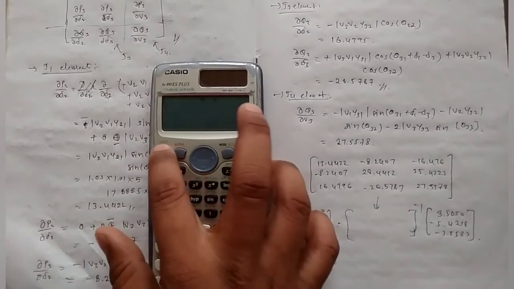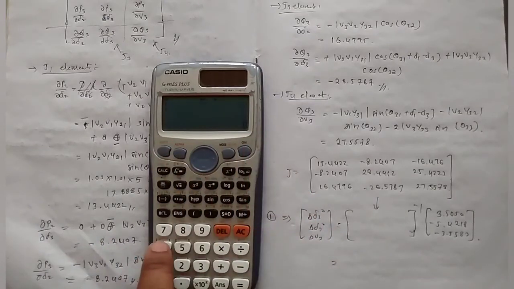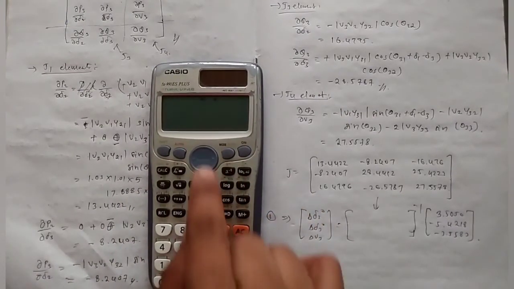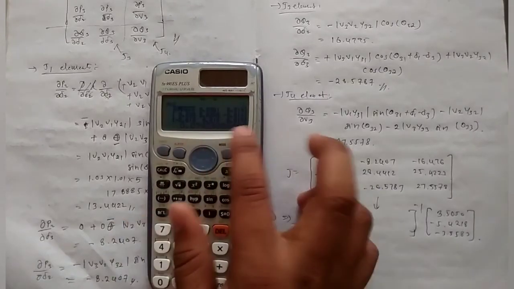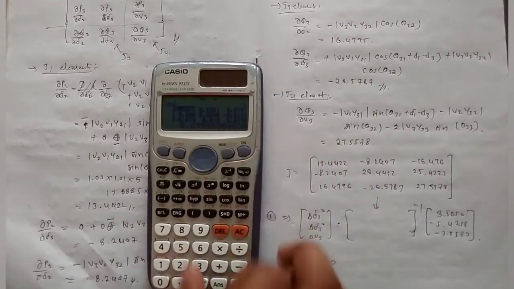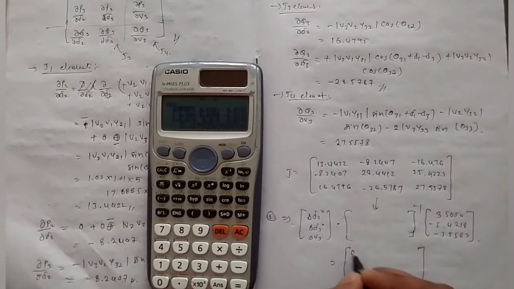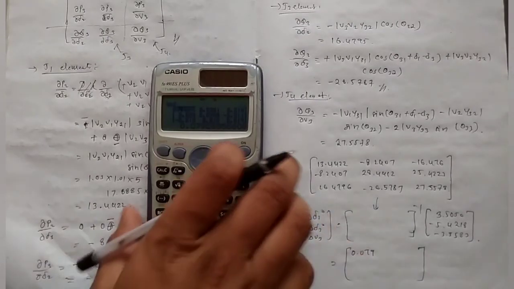Remember, press AC and shift matrix. Above the 4 we have matrix 3 and we have stored in matrix A, therefore select 3, put the inverse and press equal. We'll get all the inverse values. Okay, these are the inverse values. First element is 0.079 and so on like that.